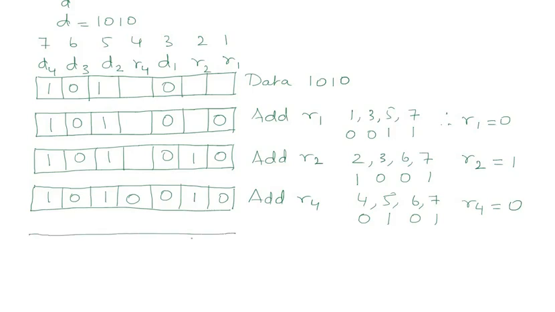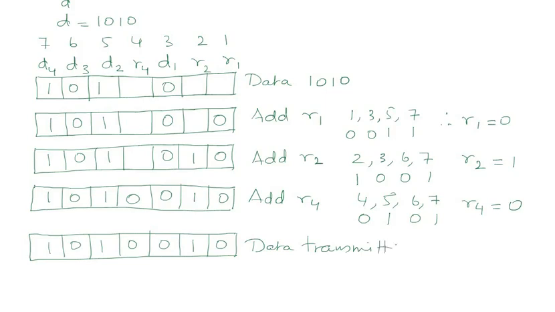So this is the data which is to be transmitted. 1, 0, 1, 0, 0, 1 and 0. So this is the data transmitted. So we'll write the data transmitted. It is 1, 0, 1, 0, 0, 1, 0.